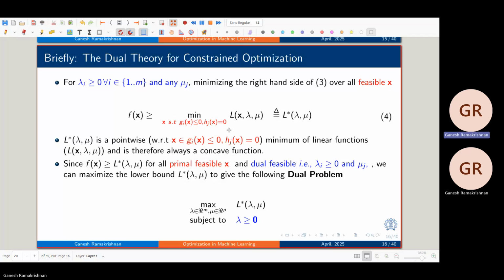This min over f(x) is greater than or equal to max over lambda greater than or equal to 0 of L star(lambda, mu). This is the primal problem. I can't reuse blue color here, it is not very clearly visible. The L star is the dual problem.